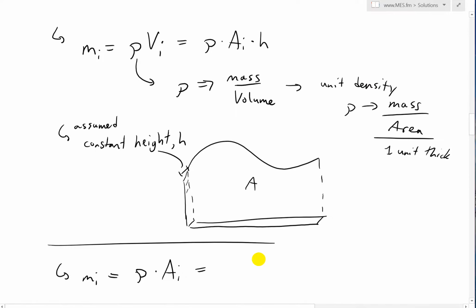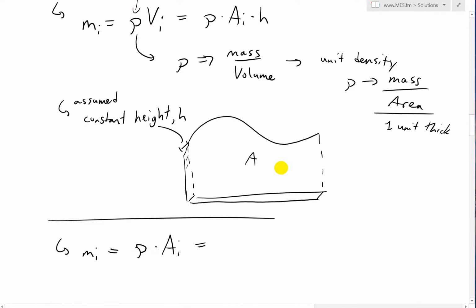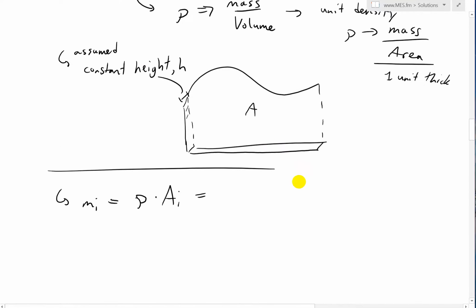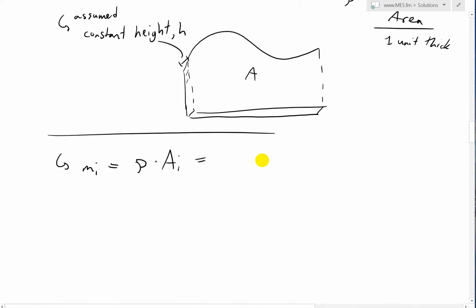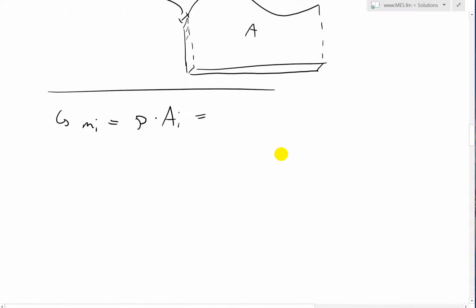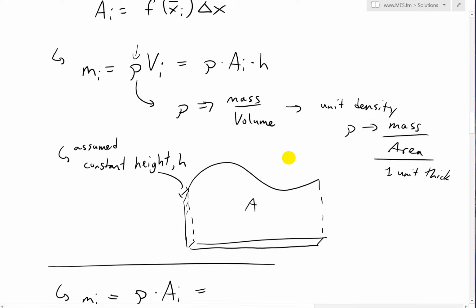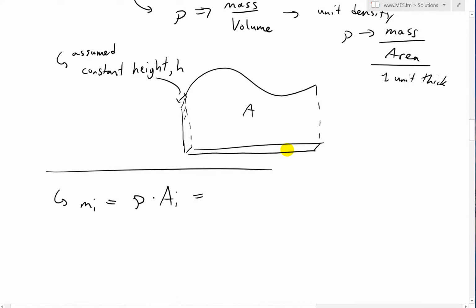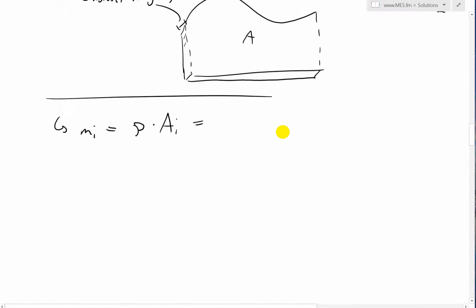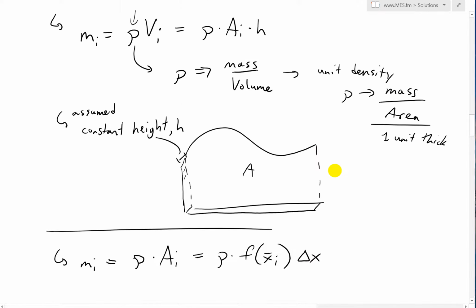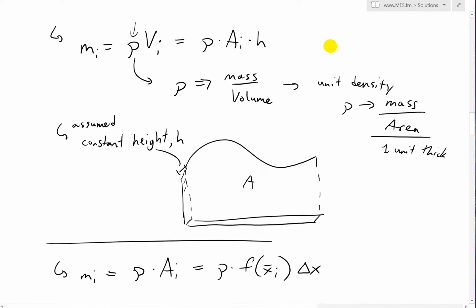In fact, this will cancel out anyways when we find the center of mass, because it doesn't matter how thick it is, I mean, how dense it is. It's always going to be the same centroid. So now that we got that out of the way, the mass is going to be rho times Ai. And again, if you have questions, just let me know, comment below for further clarification on this topic. So now we have rho times f of xi center line times delta x. That's simply this part there.